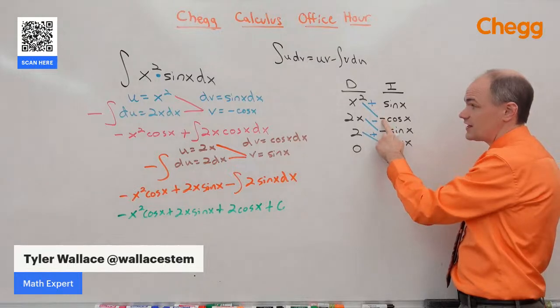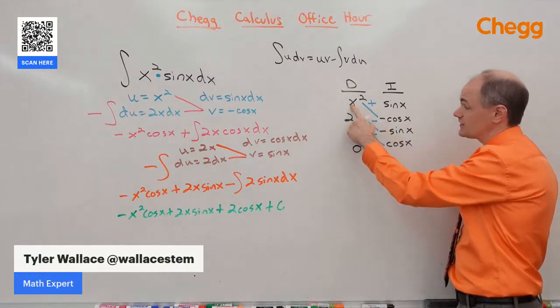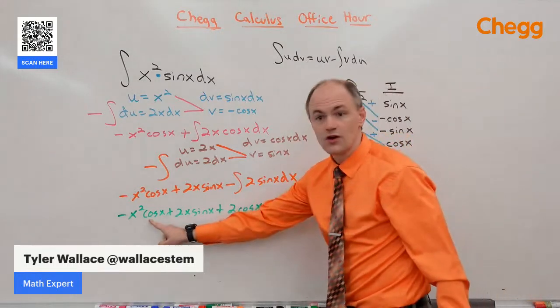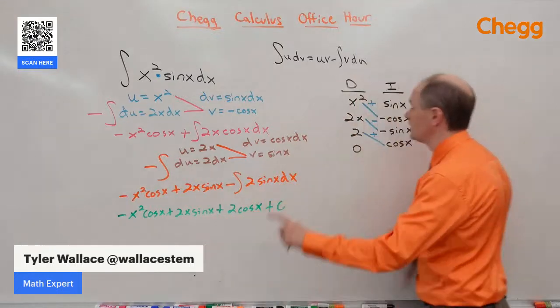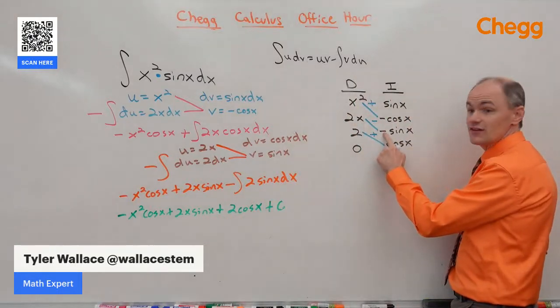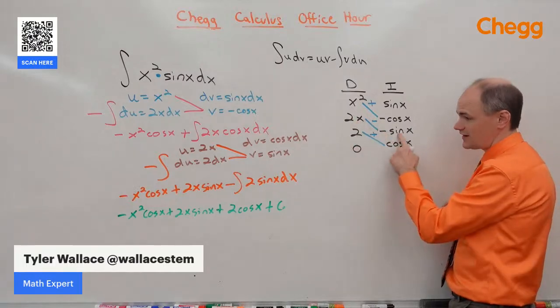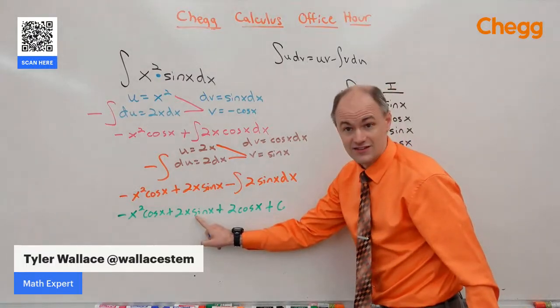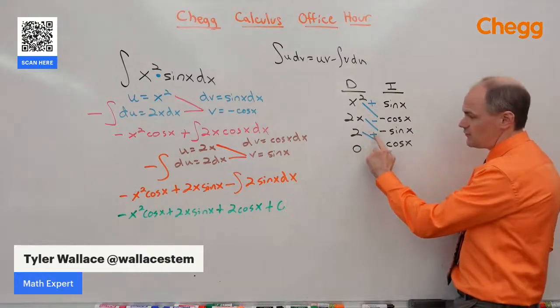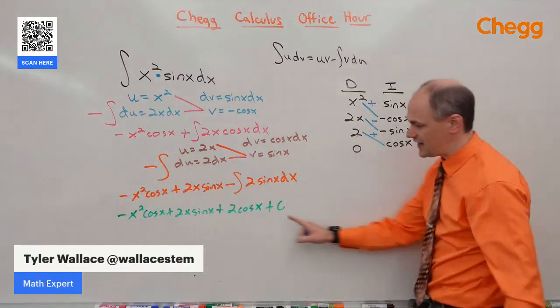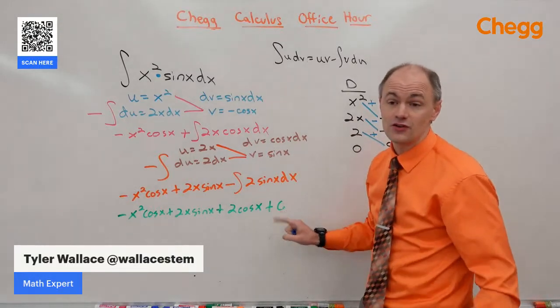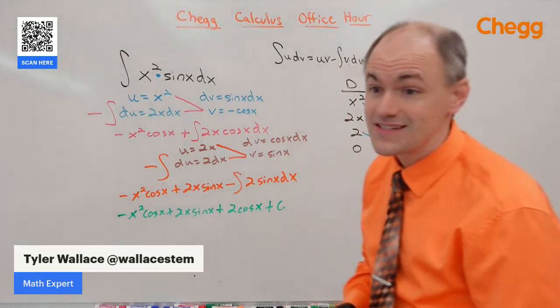So positive times a negative is going to make a negative, and it gives us negative x squared cosine x, which is our first term. The second term is a negative times a negative, which is going to make it a positive 2x sine x. That's our second term. Then we've got a positive 2 times the cosine x. That's our last term, and you always remember the plus c.